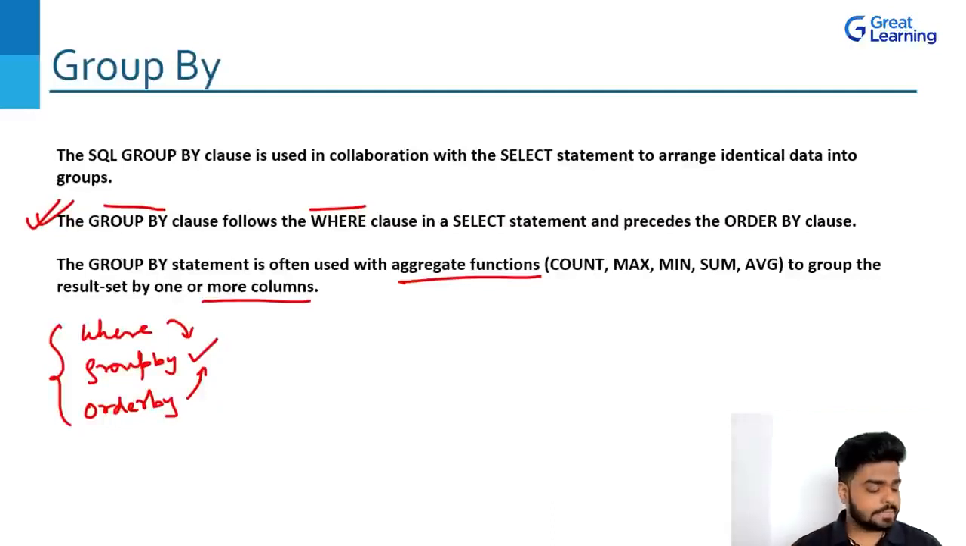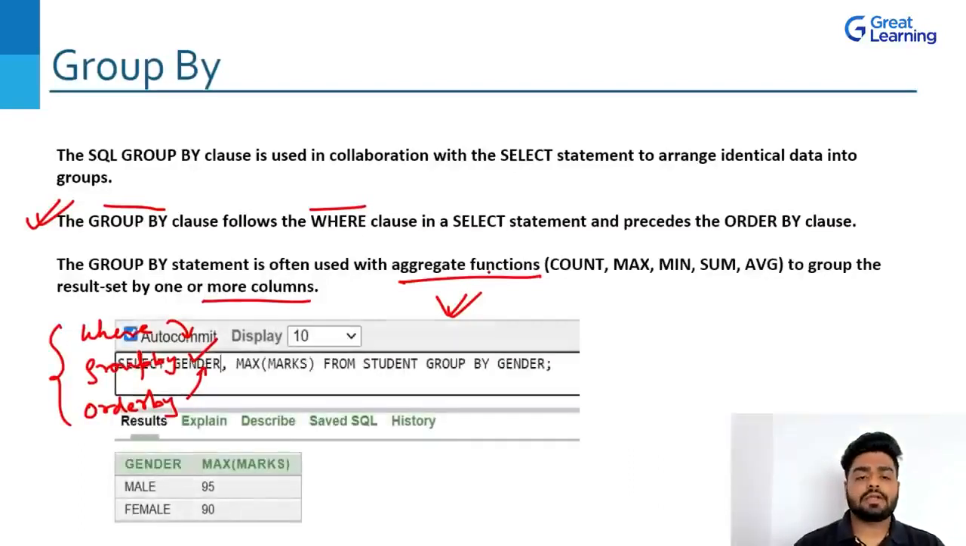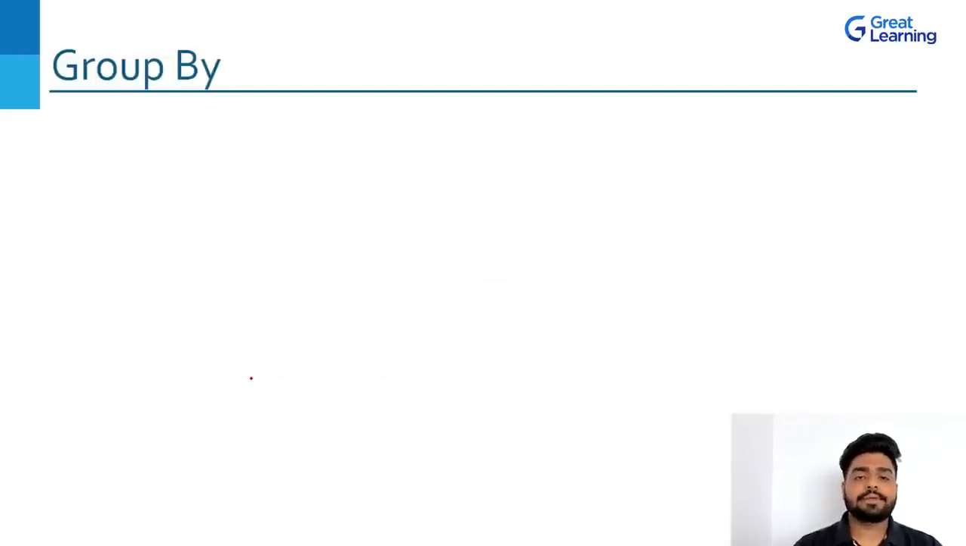Now understand that group by is often used with aggregate functions, but the having clause cannot be used with aggregate functions. This is the main difference, and we'll understand what other differences distinguish group by and having. Okay, now let's move to the having clause. Before that, just one example of group by. If you can see, select gender, max marks from student group by gender.